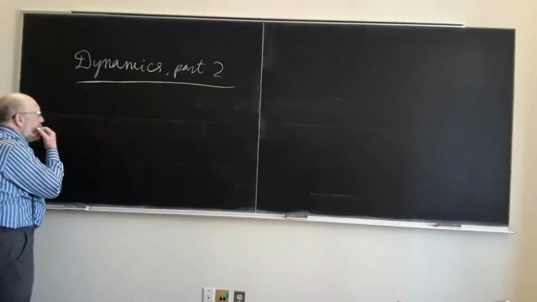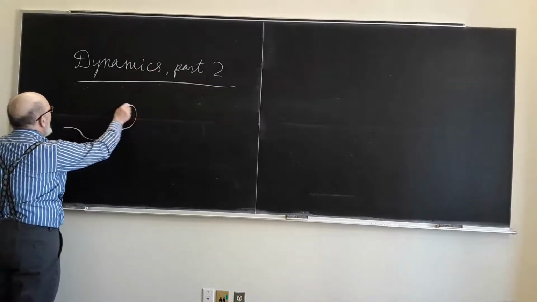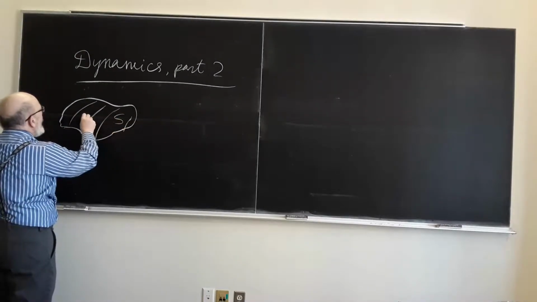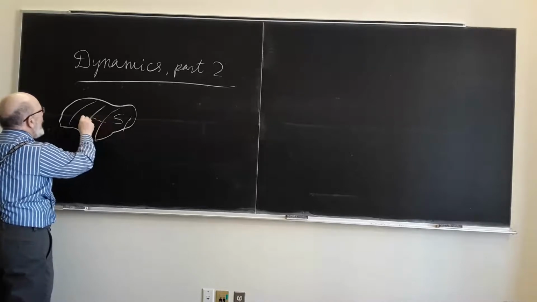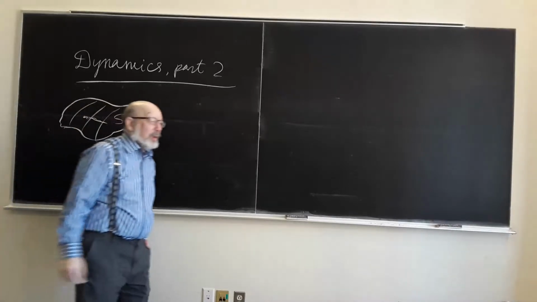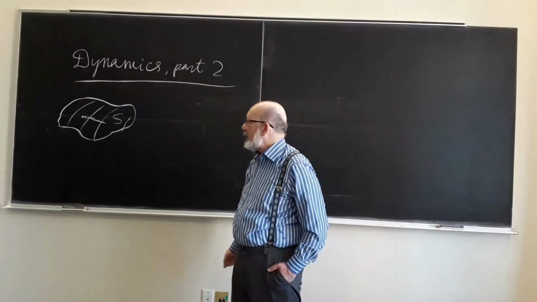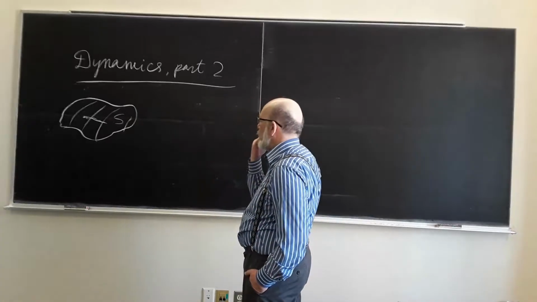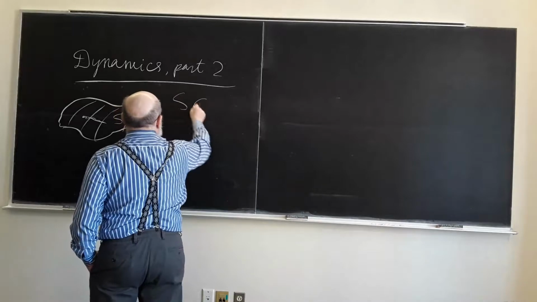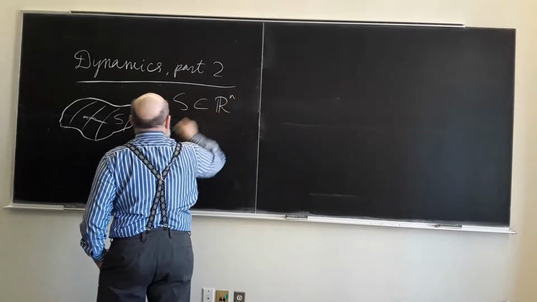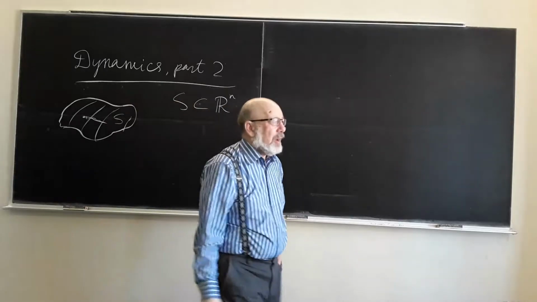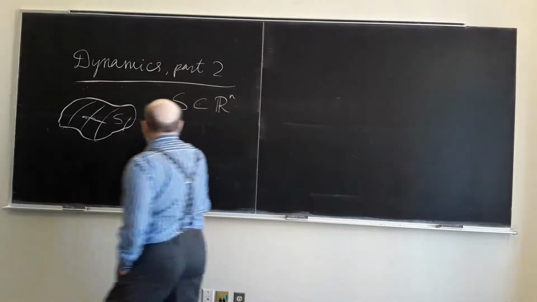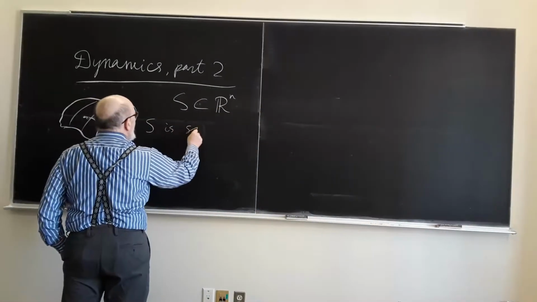So today I wanted to consider the following situation. We have, say, a surface S, and consider the motion of a material point which is forced to stay on this surface without friction. The surface S is inside, say, Rn. First, how does it look for a smooth surface? S is smooth.